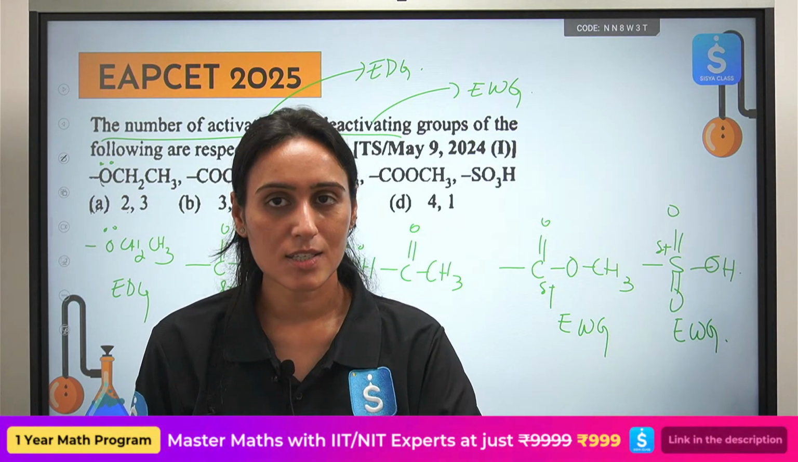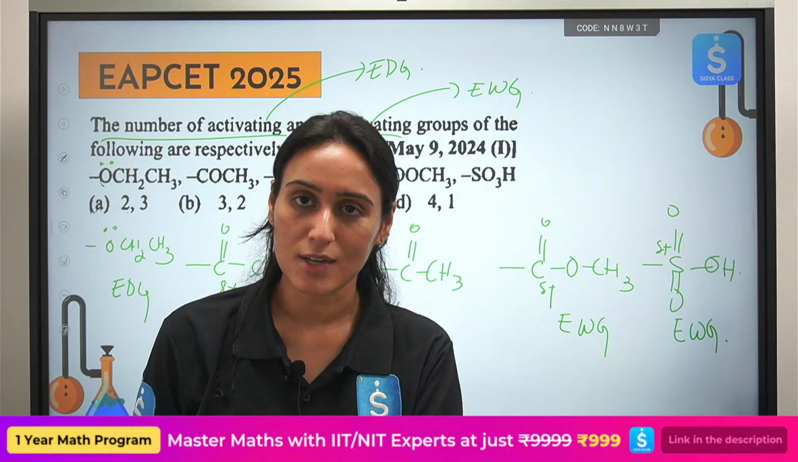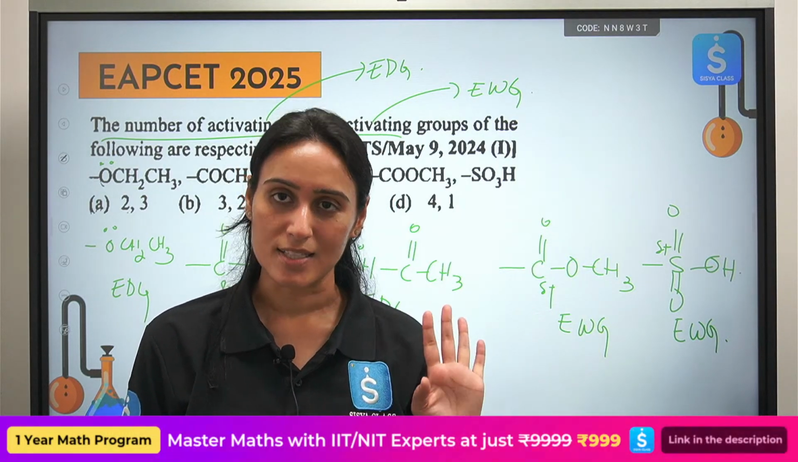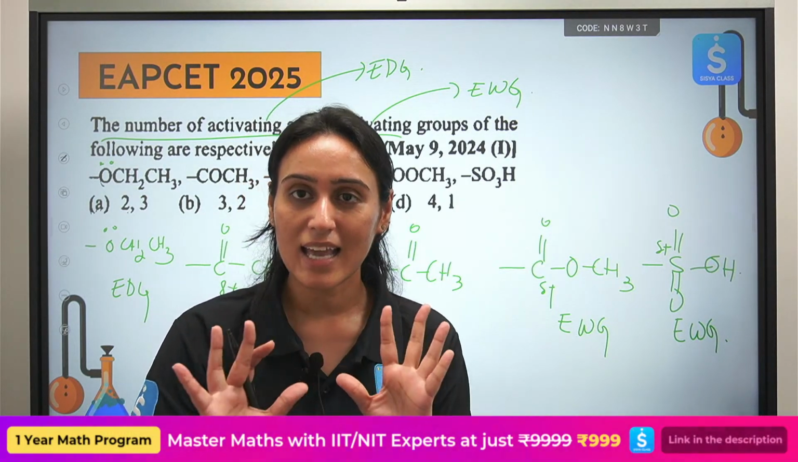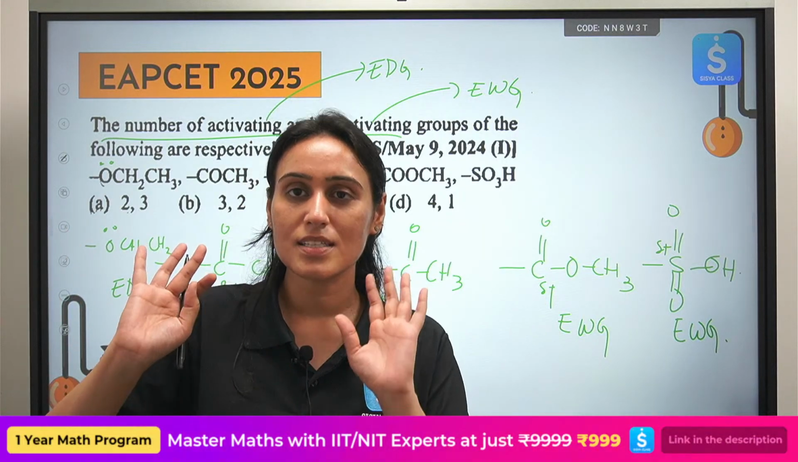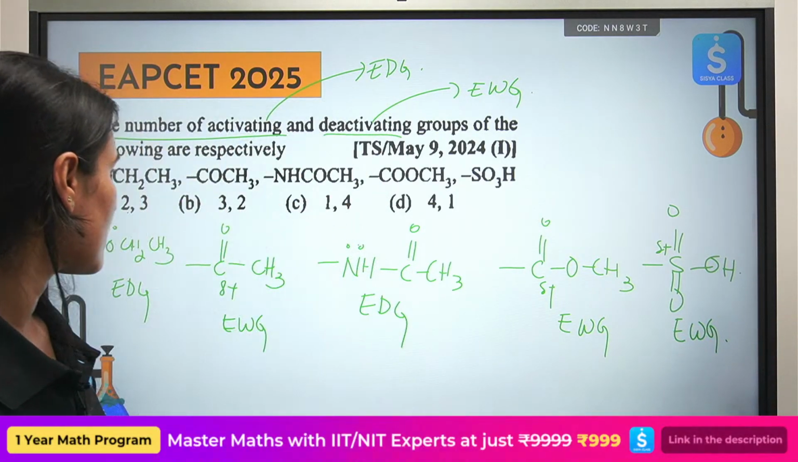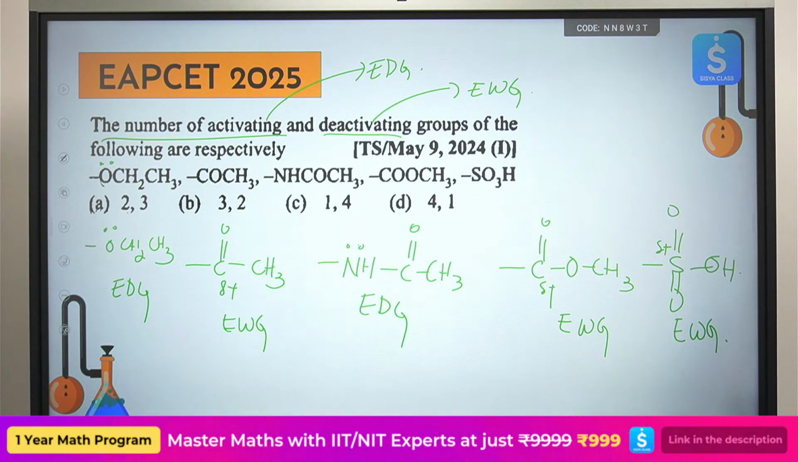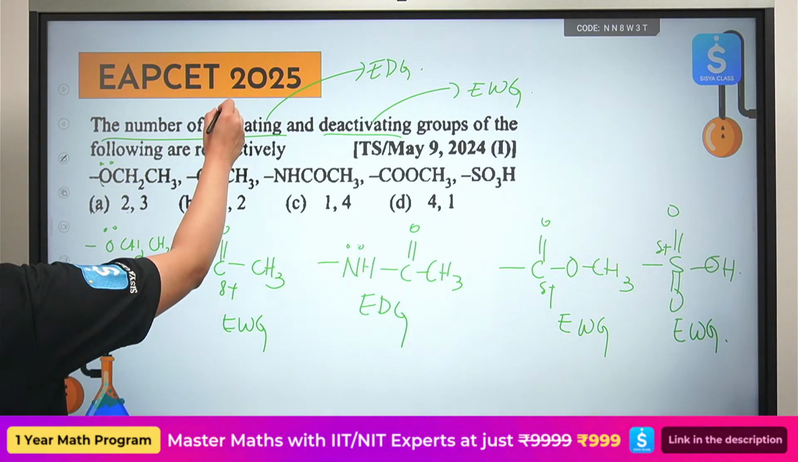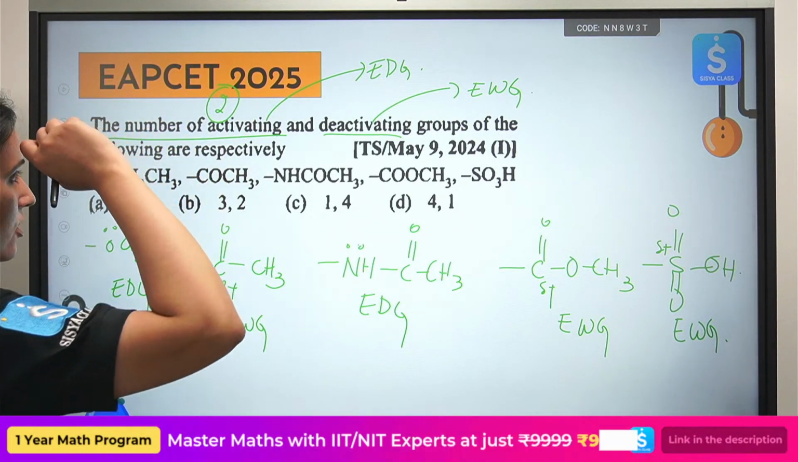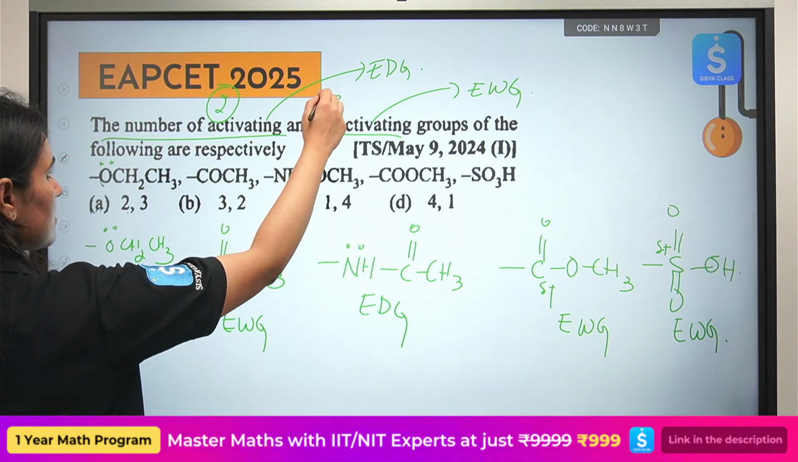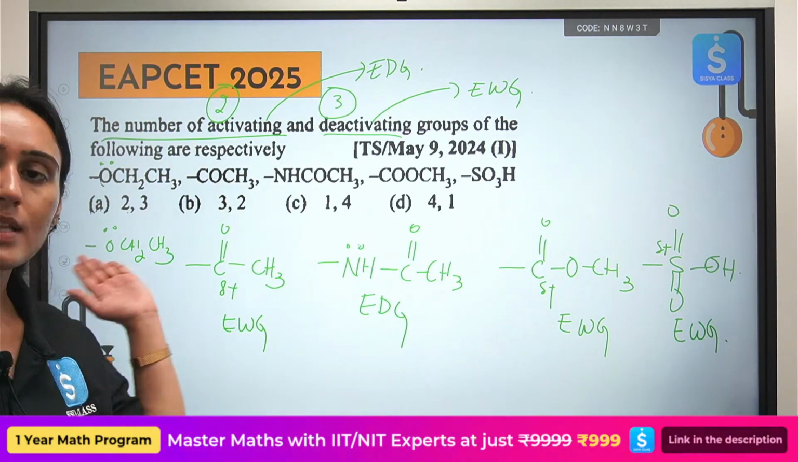I have already told you this thing. I have written it down also. I hope you can understand this question. So this is the same thing that we are repeating. If you understand the concept, so many different questions can be asked from you. So in this case, the correct answer is: electron donating groups are 2, electron withdrawing groups are 3. Option A, and you are done.